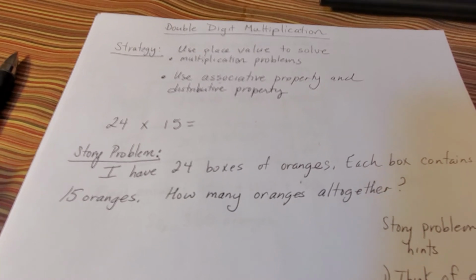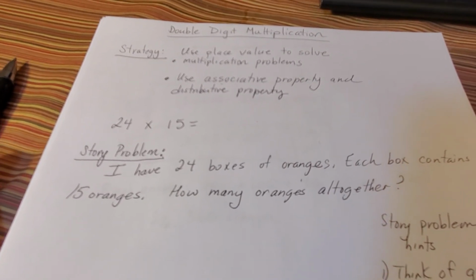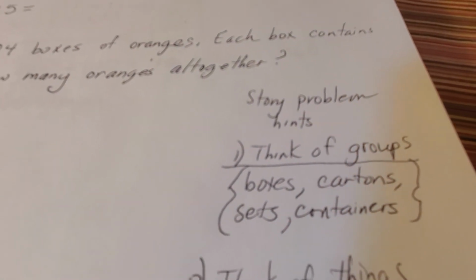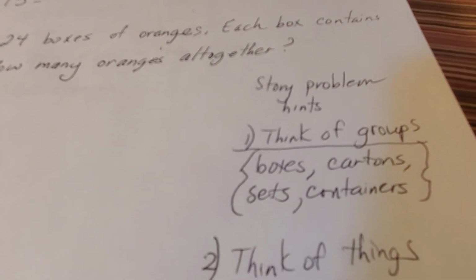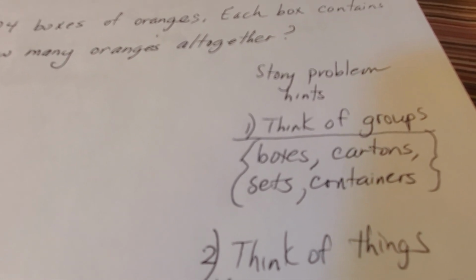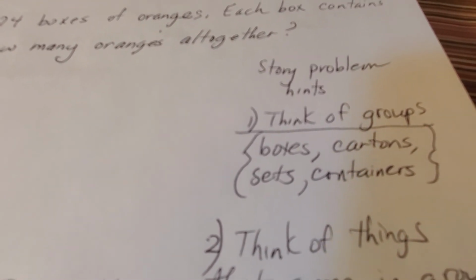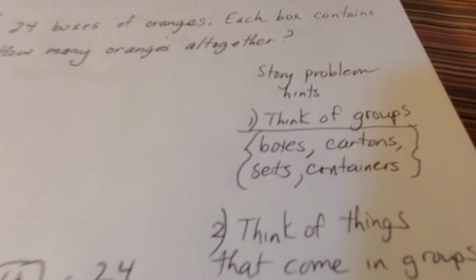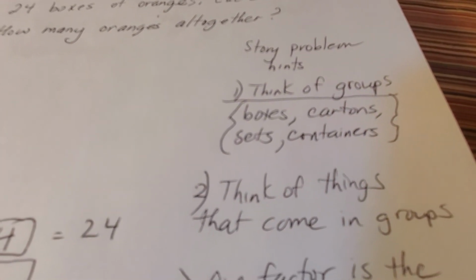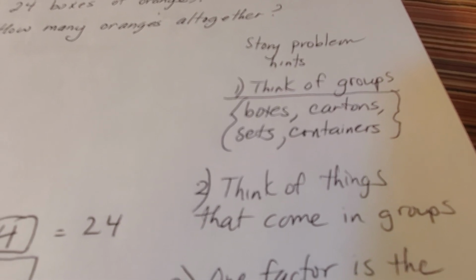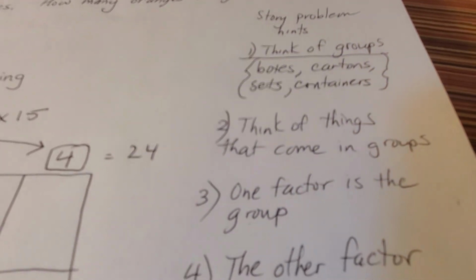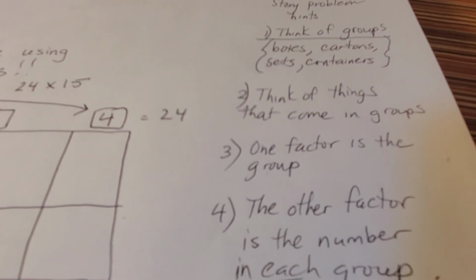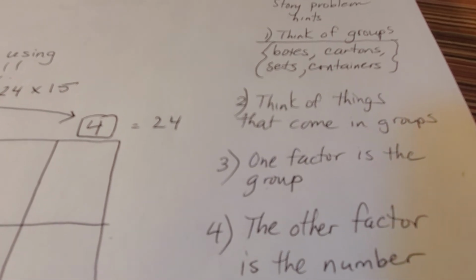So I create a story problem using 24 times 15. Now, one thing you have to remember when you create story problems is think of groups, boxes, cartons, sets, containers. Even people can be a group. The group is the container, and then think of things that come in groups. So the things are going to be in the group, and then one factor is the group and the other factor is the number in each group. So I'll show you what that means.